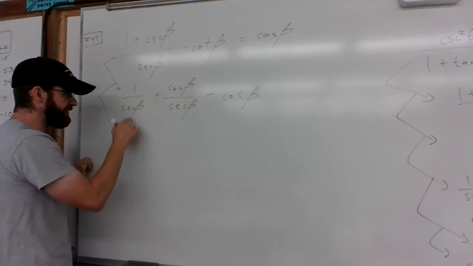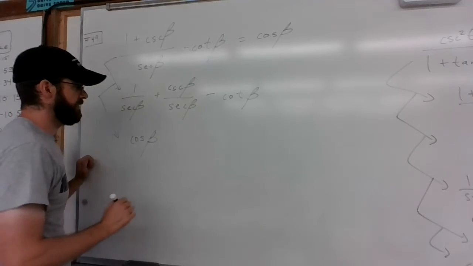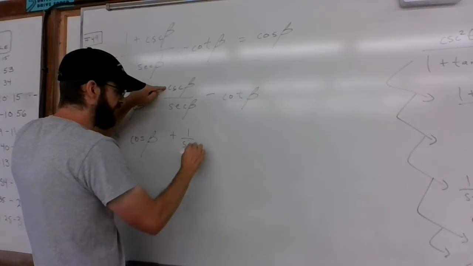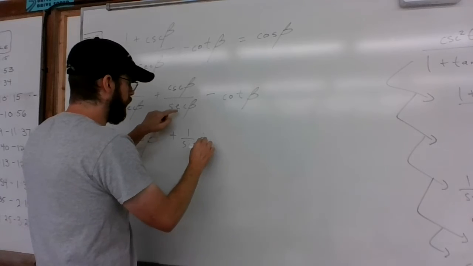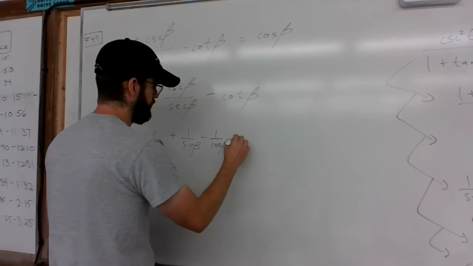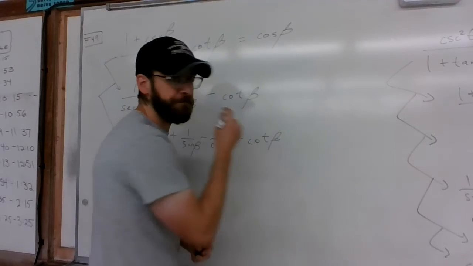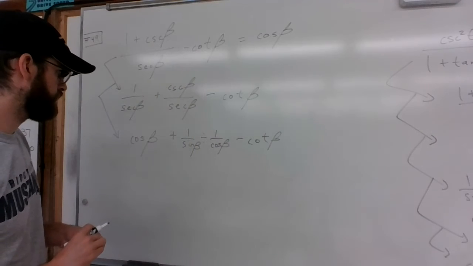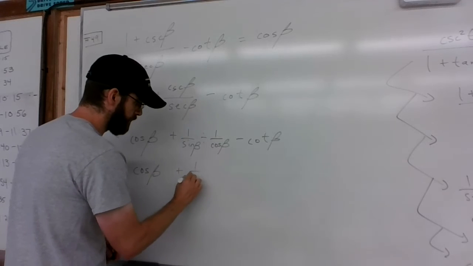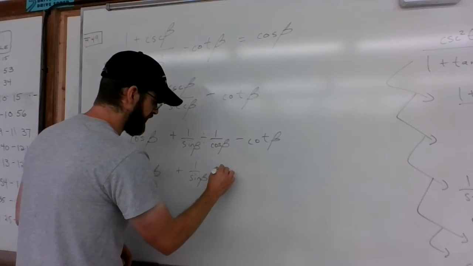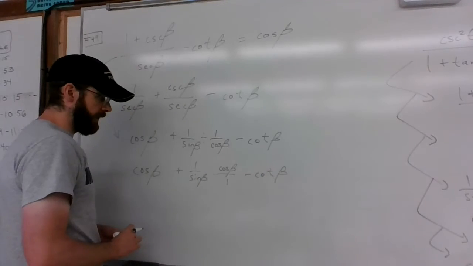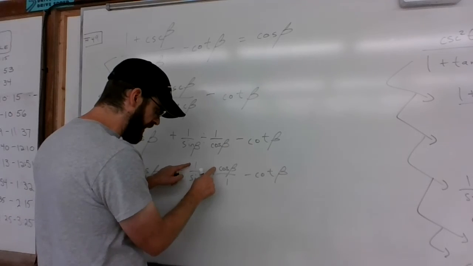I'm going to rewrite this as cosine of beta. This is going to be 1 over sine of beta divided by 1 over cosine of beta. And I'm just going to keep this as cotangent. So flip the second and multiply. Times cosine over 1. And yeah, this will be cosine over sine.